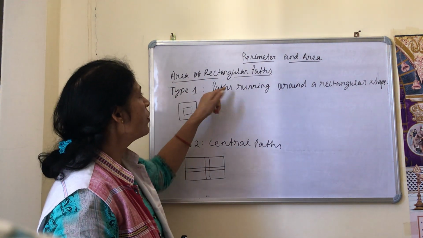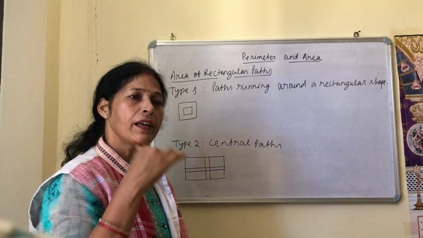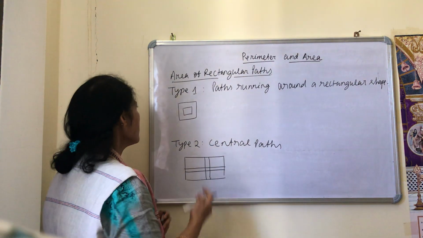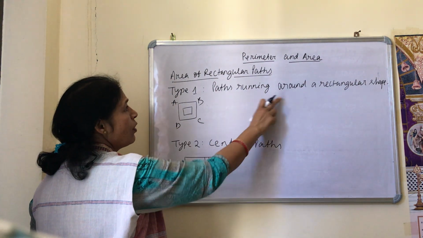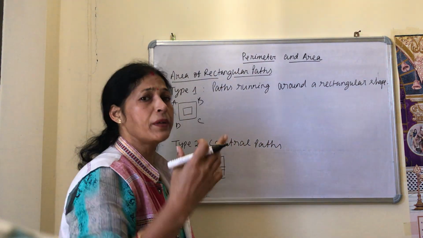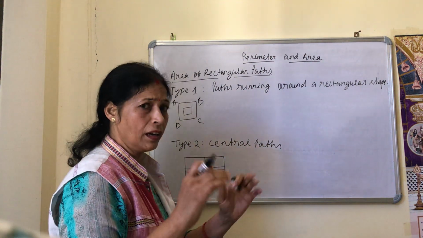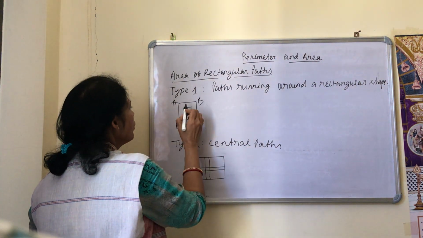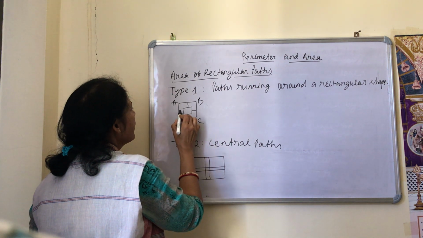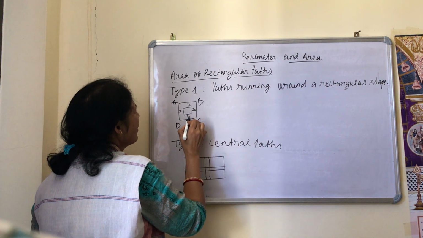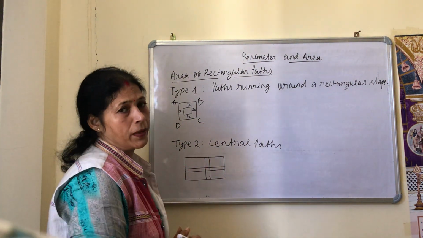So type 1, paths running around a rectangular shape. Okay, paths running around a rectangular shape. Suppose you have A, B, C, D. It may be around, it means it may be inside, it may be outside. Suppose ABCD is a rectangular field and inside it there is a 2 centimeter wide path. The width of this path is 2 centimeter everywhere. Okay. Now you have to find out the area of the path.